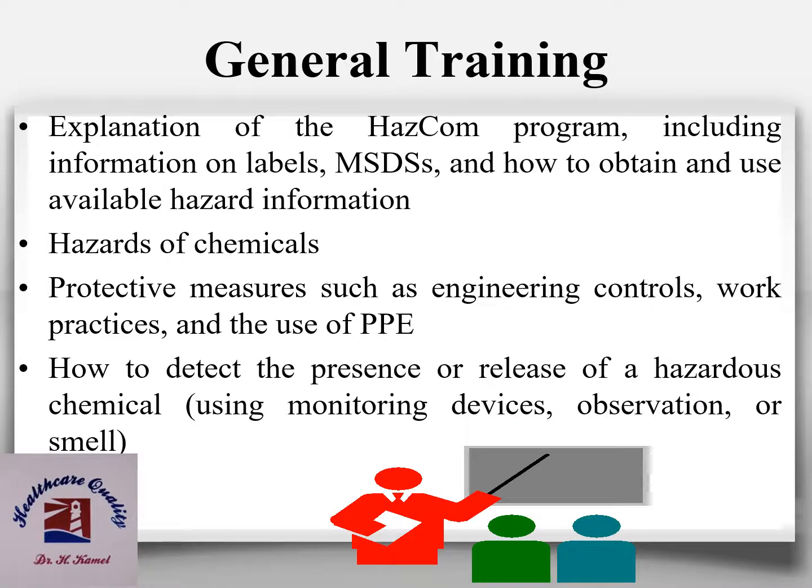We have two categories of training, general and specific. In the general training, we explain the HAZCOM program, including information on labels, MSDS, and how to obtain and use available hazard information, and hazards of chemicals, in addition to protective measures such as engineering controls, work practices, and the use of personal protective equipment, and how to detect the presence or release of a hazardous chemical.